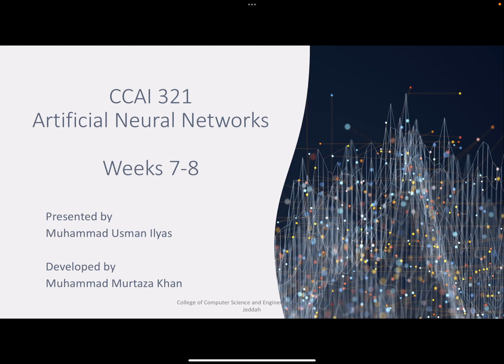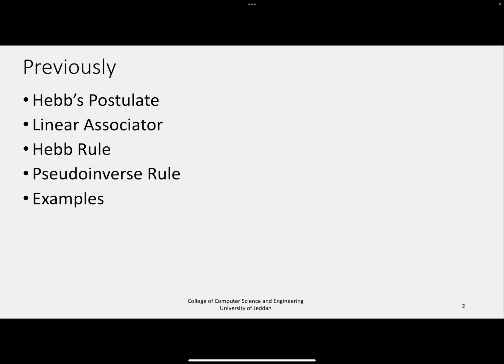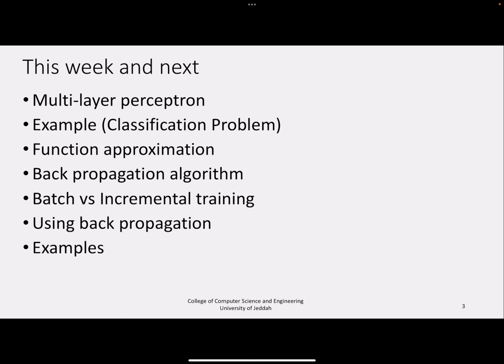Welcome to CCAI 321 Artificial Neural Networks, Week 7. In this chapter, we're going to look at multilayer perceptrons, several examples, function approximation using artificial neural networks, the backpropagation algorithm, batch versus incremental training, and using backpropagation along with several examples.